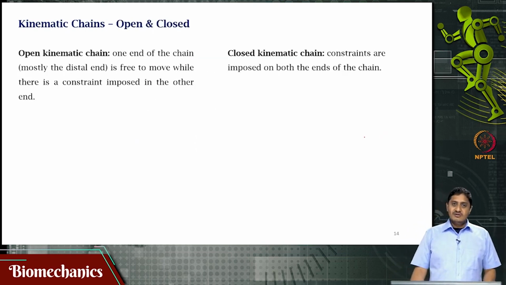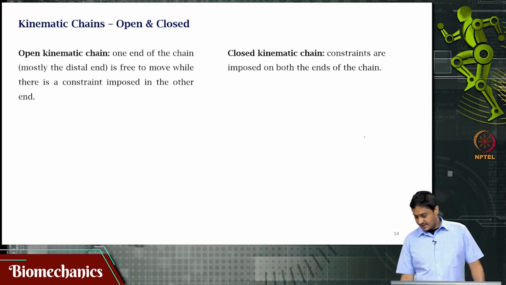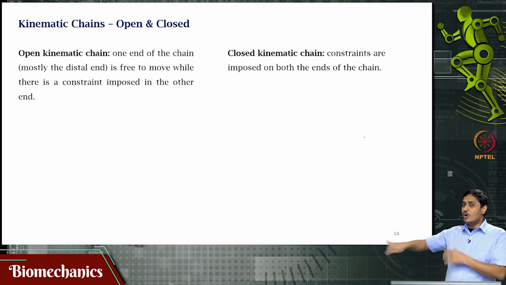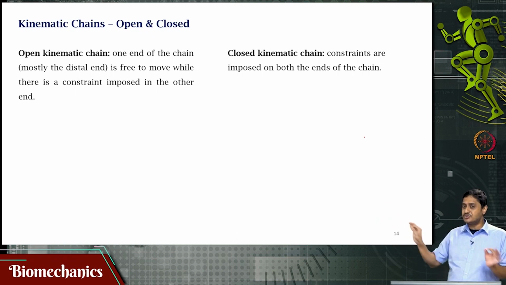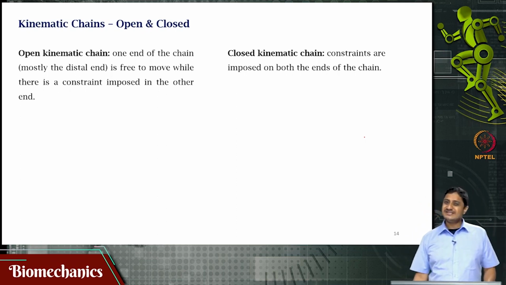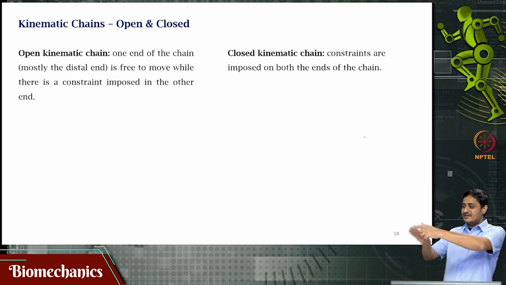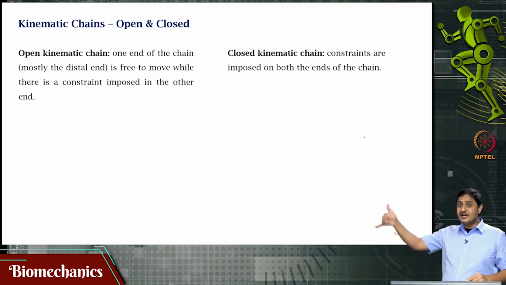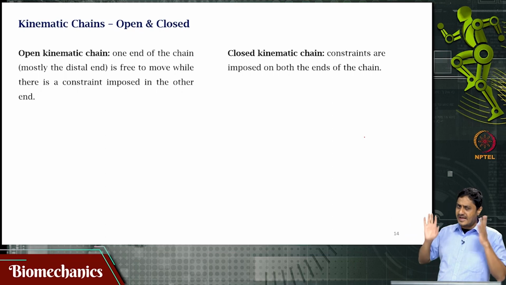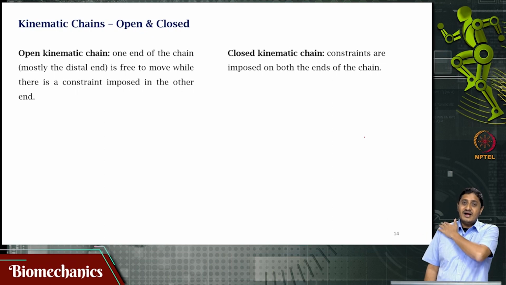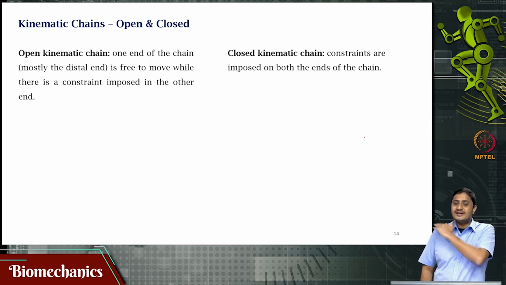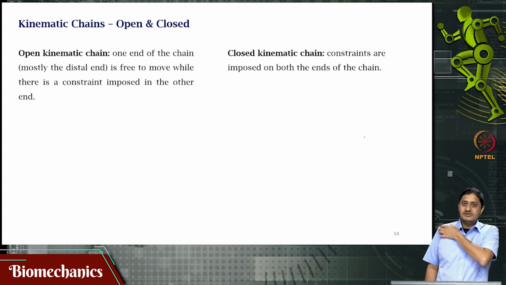Then you have open kinematic chains and closed kinematic chains. For example, I can consider the arm system as an open kinematic chain. The end effector is open, it is not attached to any particular point or a body or another body. So, one end of the chain, mostly the distal end. In this case, this is the proximal end, that is the distal end. Mostly the distal end is free to move, while a constraint is applied at the other end, whereas my shoulder joint cannot move outside the shoulder, it is constrained to that, which is why this is a mechanism.